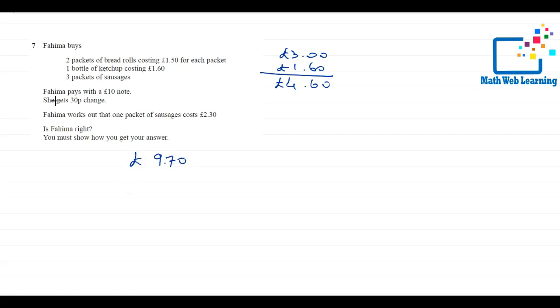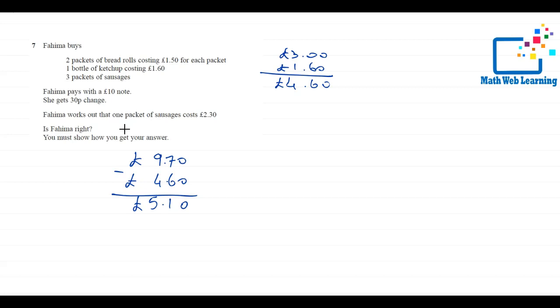Now we want to work out the price of the 3 packets of sausages. So we need to do £9.70 minus £4.60. Let's do that. We do minus, another easy calculation, 1 and 5. So that's the answer, £5.10.